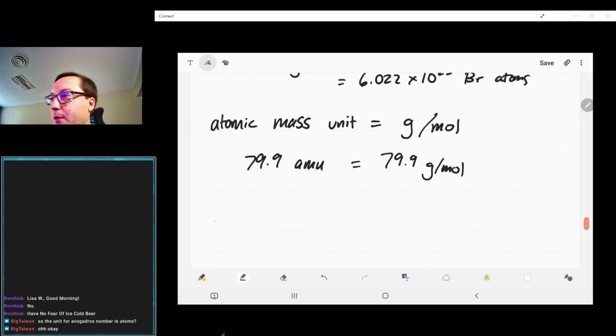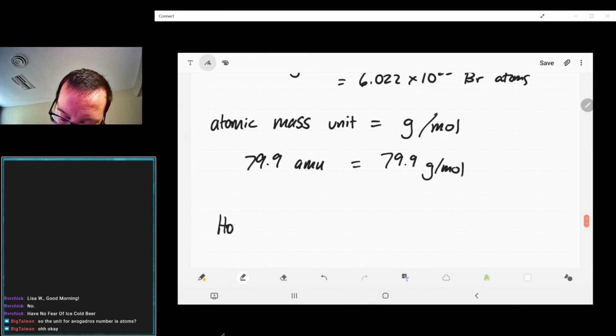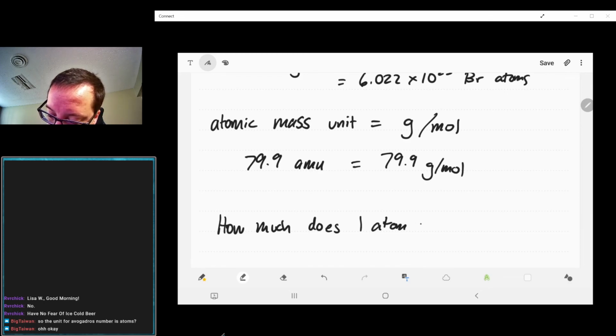Let's do another example. How much does one atom of lead weigh in grams?